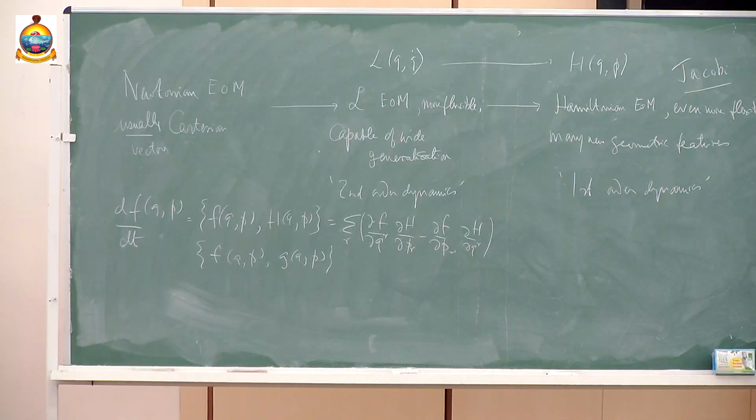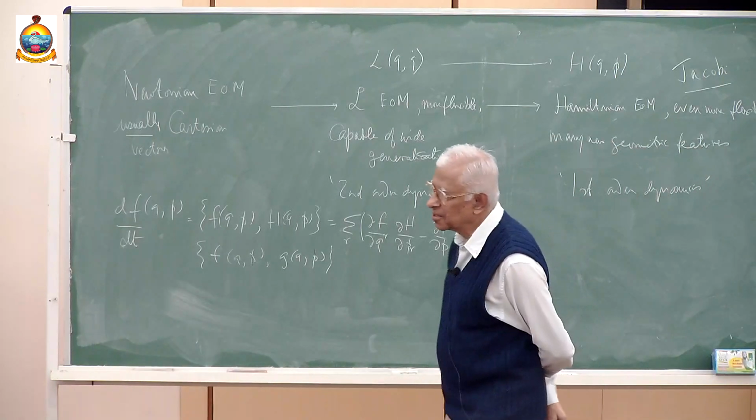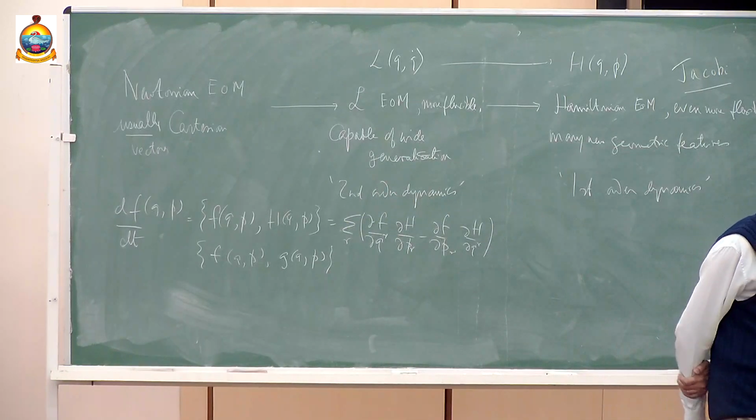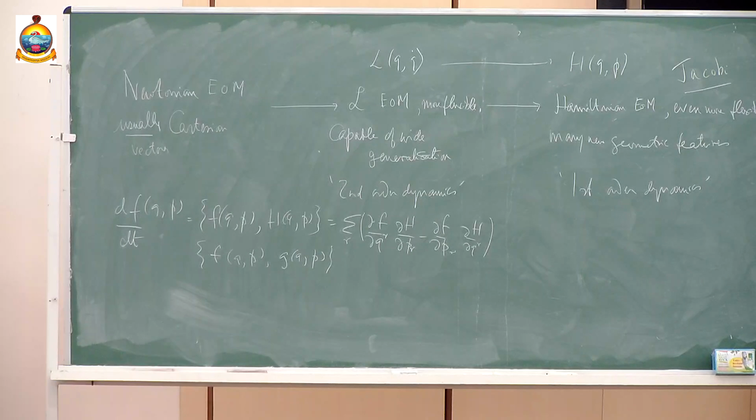So, the first set of properties is the following. I think you have all done this. So, what is the Poisson bracket of a q with a p? Just to make sure that you are following me. What is the bracket of a q with another q? How much? 0. Okay, clear.